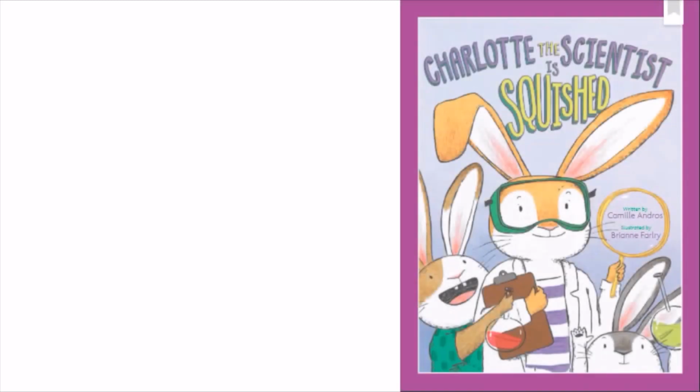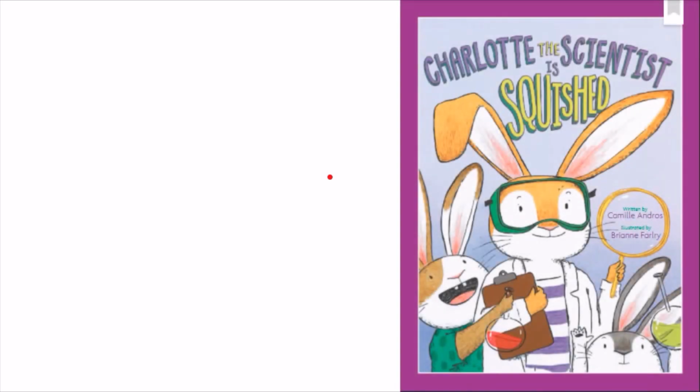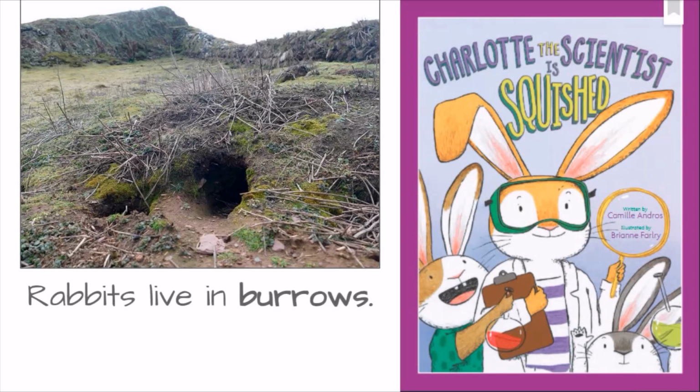Before we go back into our text, here are some reminders. We are reading this book, Charlotte the Scientist Is Squished, and the word squished means squeezed between two things, just like this squishy here is squished. Another thing is rabbits live in burrows, which are holes underground. And our main character, Charlotte, is a rabbit. So that's probably where she lives.